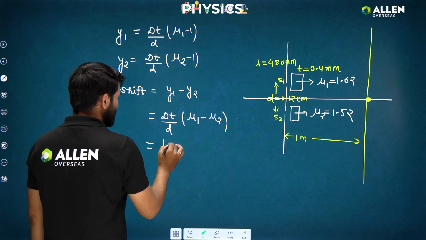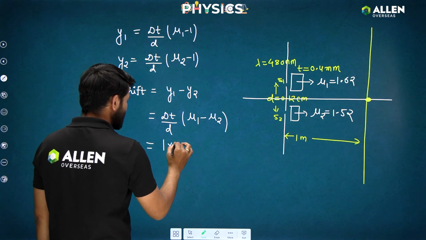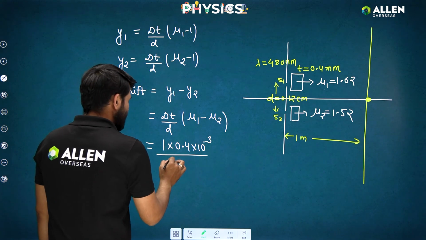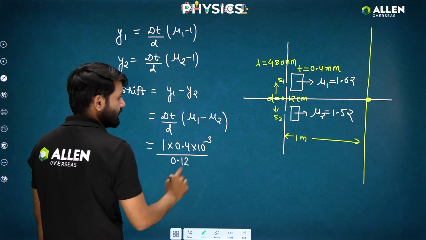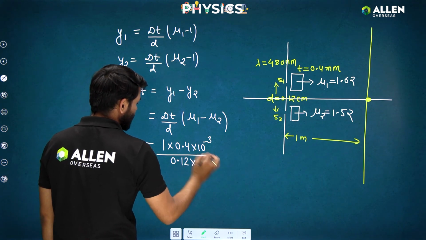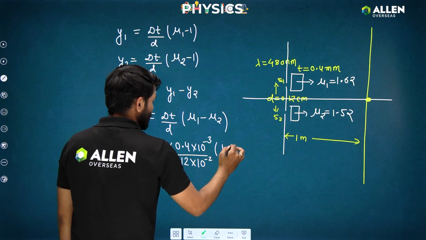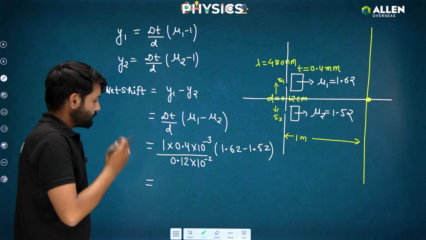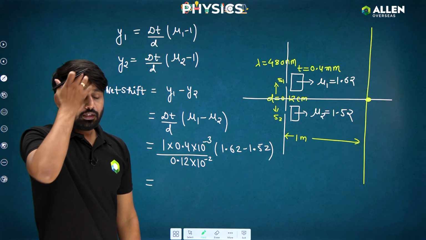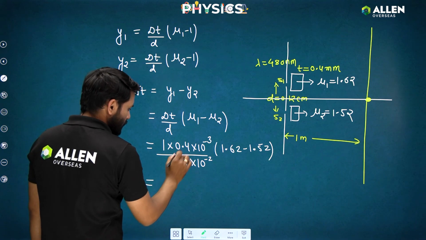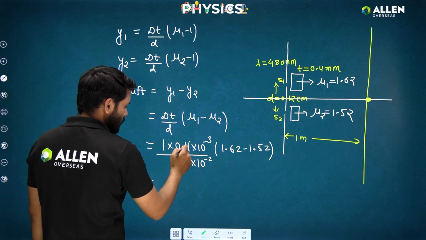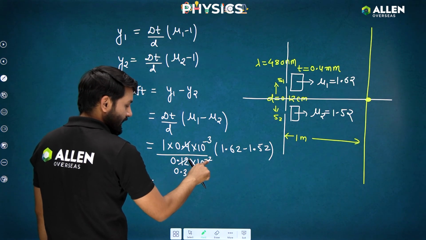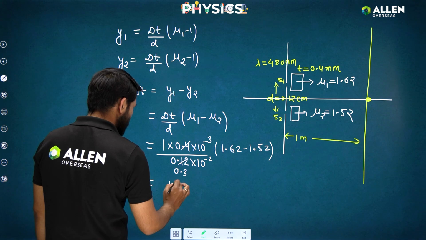After that, capital D is 1 and the thickness of the slab is 0.4 mm, so it's 10 to the power minus 3. Small d is 0.12, right? It's in centimeters, so 10 raised to the power minus 2. Mu1 is 1.62. Mu2 is 1.52. Let's solve this. So you can see here 0.4 and this is 0.12, so this is 0.3 times. Right, students? And this is minus 3, this is minus 2, so you can write 10 raised to the power minus 1.